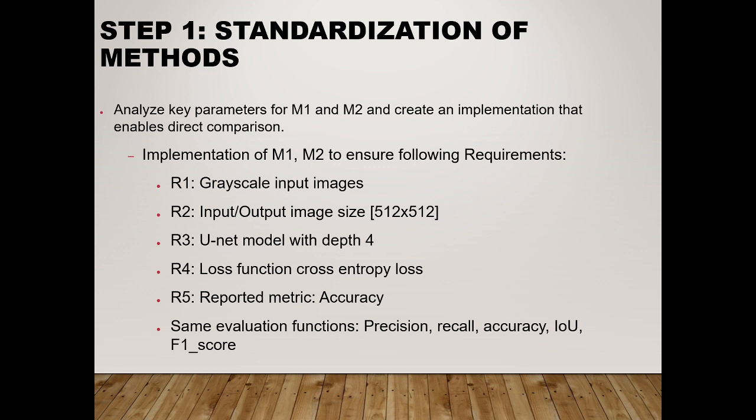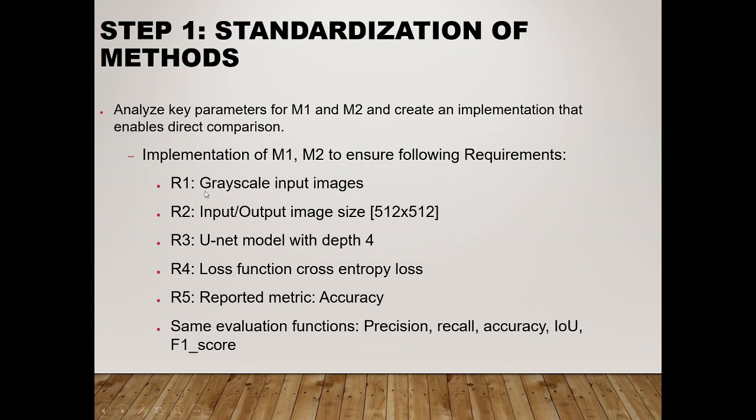So let's look at the first hypothesis, and there we're trying to see is M1 better than M2 or not. So step 1 in this case is standardization of the methods. We saw when we implemented M1 and M2, both have different system level parameters, and what we need to first do is ensure that the parameters for both M1 and M2 are exactly the same, so that we can actually do an apples to apples comparison between them.